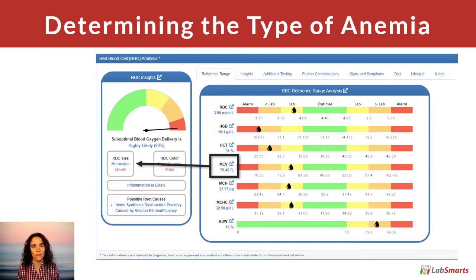Next, we determine the type of anemia. So we first use MCV to determine the red blood cell size, and in this case, her red blood cell size were small, microcytic. Next, we use MCHC, mean corpuscular hemoglobin concentration, to determine the red blood cell color. That represents the amount of iron inside the red blood cell based on its size. And in this case, it was pale colored. That represents the term hypochromic.